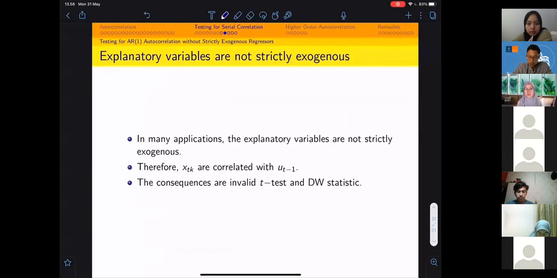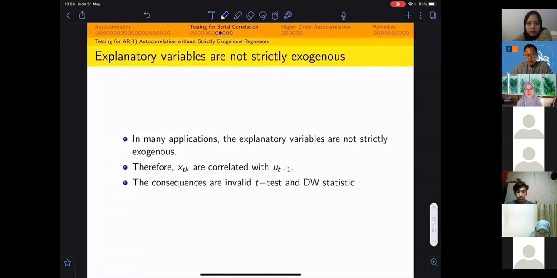All right, cool. Again, in many applications, the explanatory variables are not strictly exogenous. In this case, there is a correlation between the variables that we observe in the data and the lag of the error terms. If there is a correlation between the factors that we observe and the lag of the residual or the error terms, then the consequence is an invalid t-test and DW statistic.